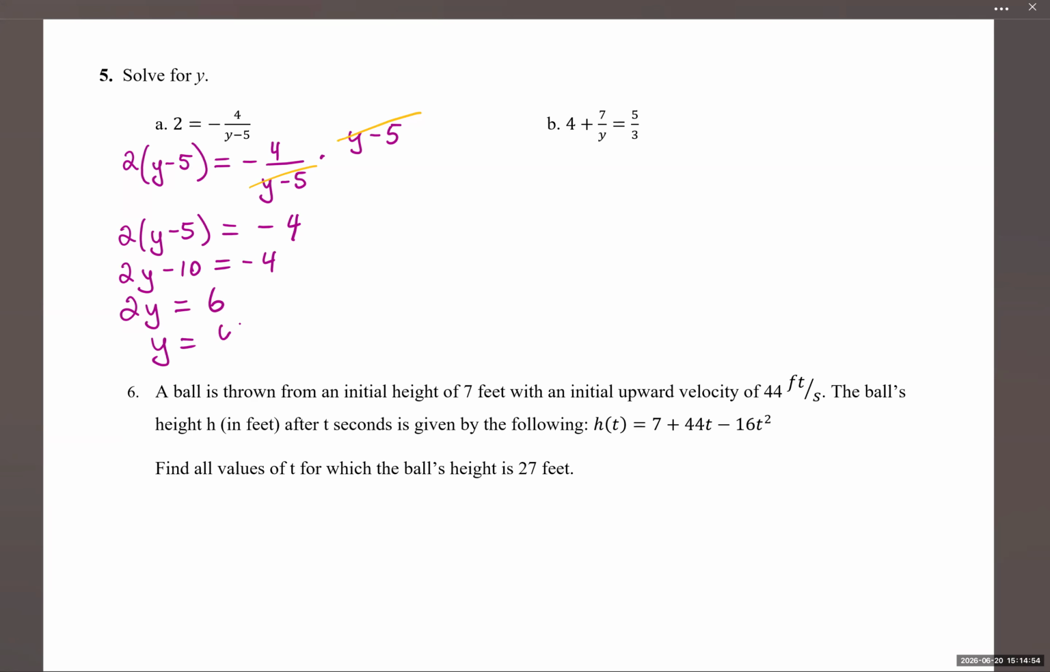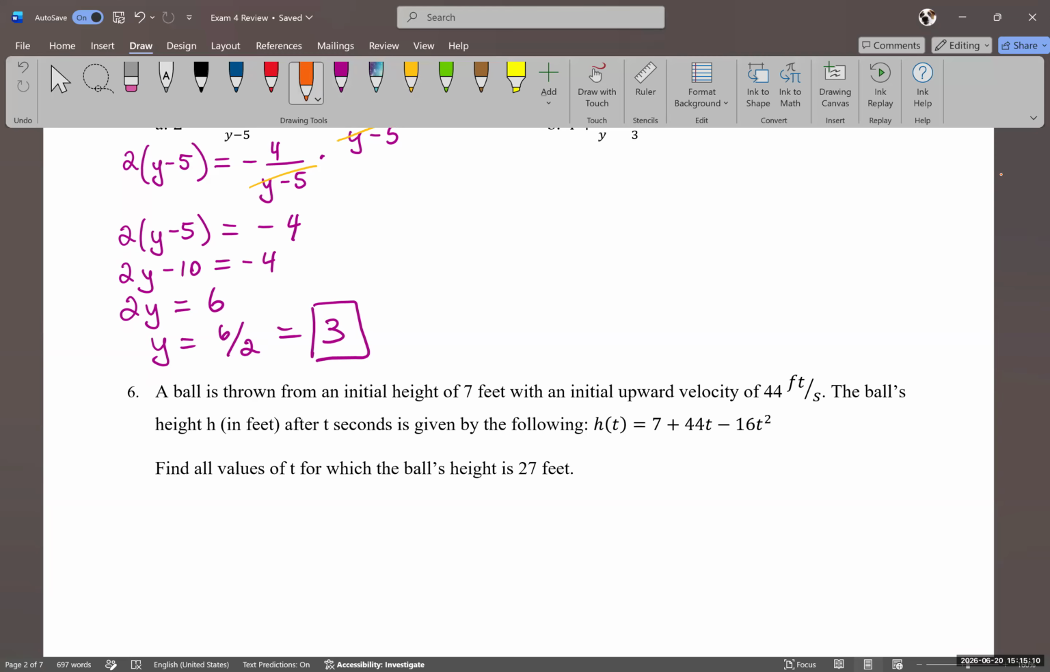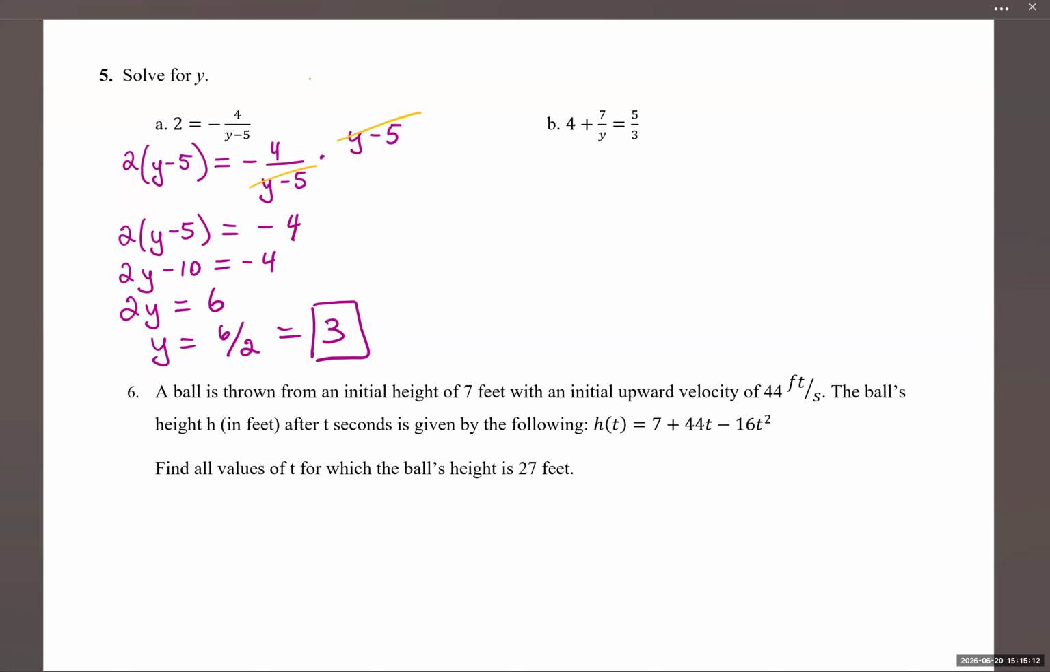Part B, we have 4 plus 7 over y equals 5 over 3y. In this one, we have to use the least common denominator, and the least common denominator is both of the denominators multiplied together. So LCD is 3y. Then what we're going to do is multiply everything by the least common denominator. So 4 times 3y plus 7 over y times 3y equals 5 over 3y times 3y.